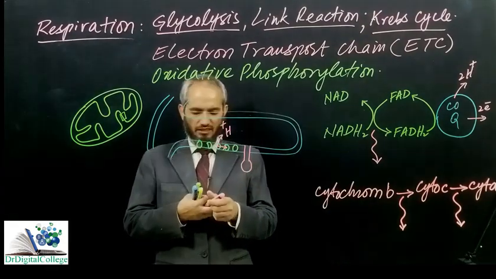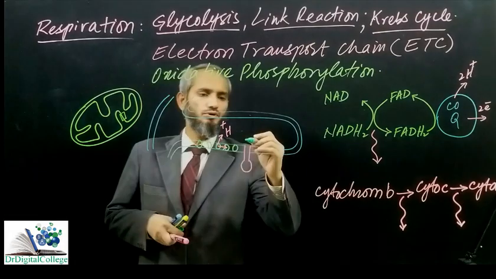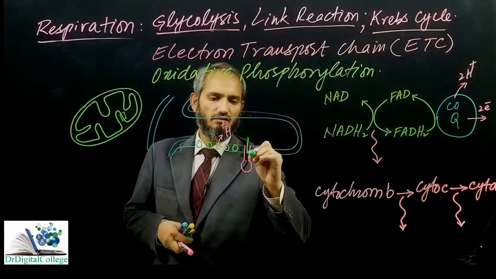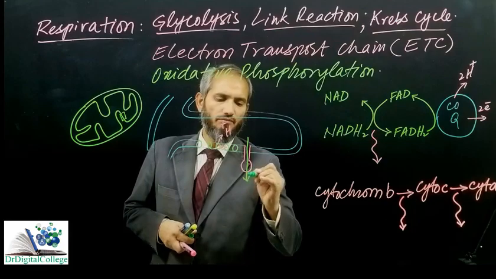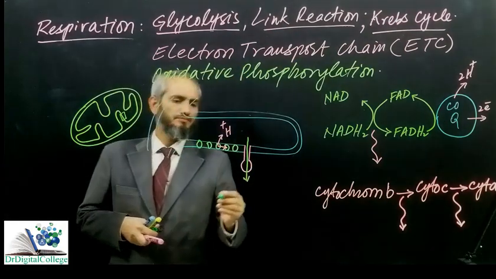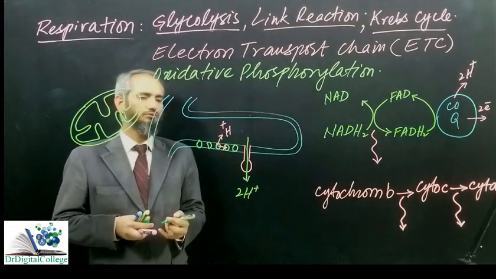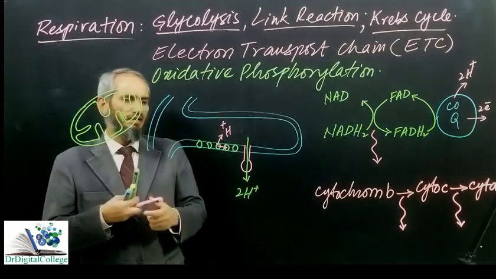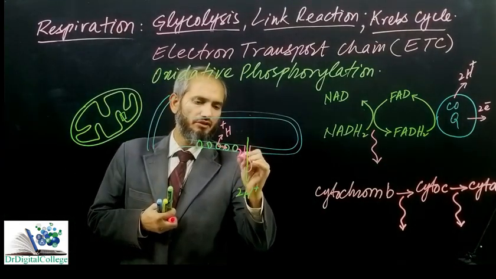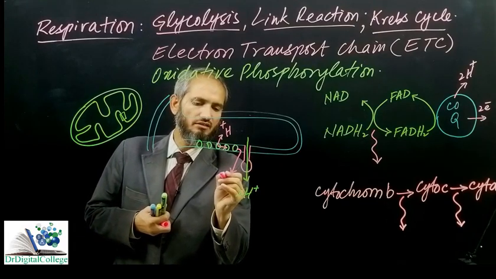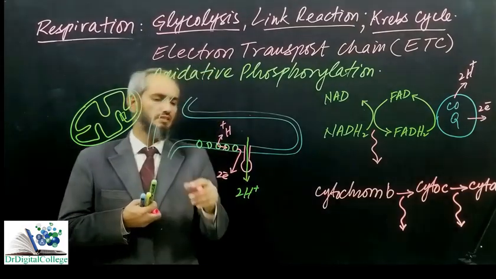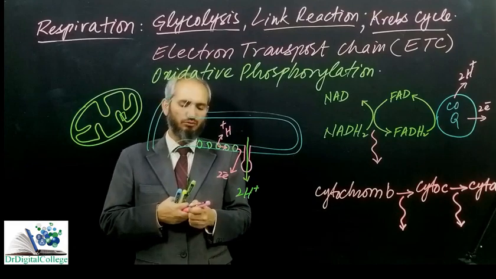Okay, so let's see what's happening. These protons are coming out from the head of the stalk particle. These are 2H positive, say for example, I am writing here 2H positive, and the electrons are coming from here. These are the 2 electrons, just for example, I am writing here the 2 electrons.